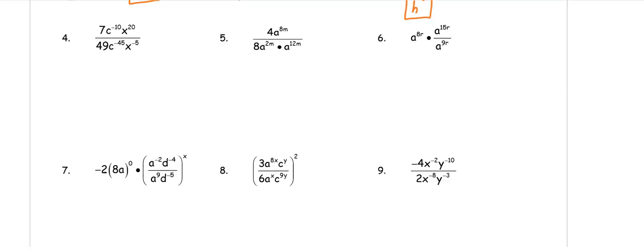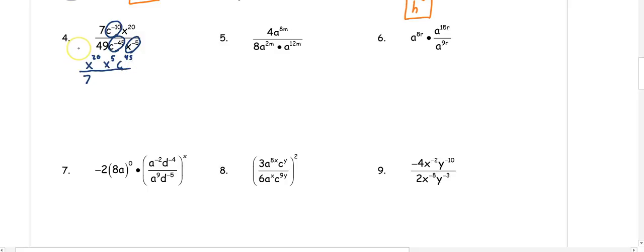Number 4, so we have negative exponents that have to move. C in the numerator, C in the denominator, X in the denominator. And while I'm at it, I'm going to reduce 7 over 49. So 7 over 49, I can take a 7 out of both, which leaves me with just a 7 in the denominator. X to the 20th in the numerator, X to the 5th in the numerator, C to the 45th in the numerator. Remember, order doesn't matter. And in the denominator, I just have 7. And C to the 10th.